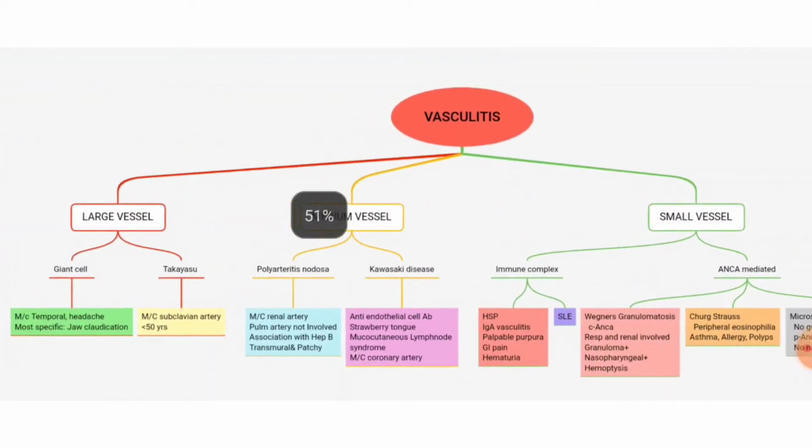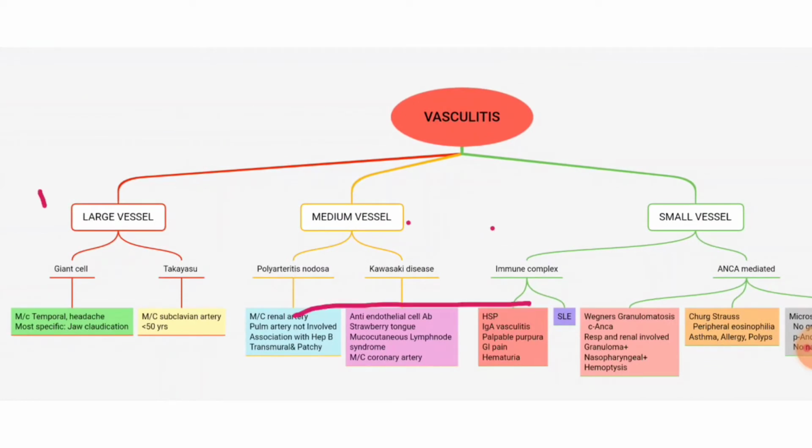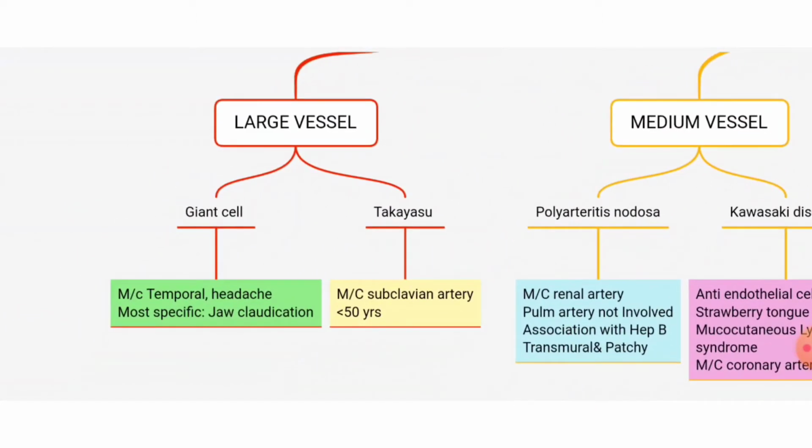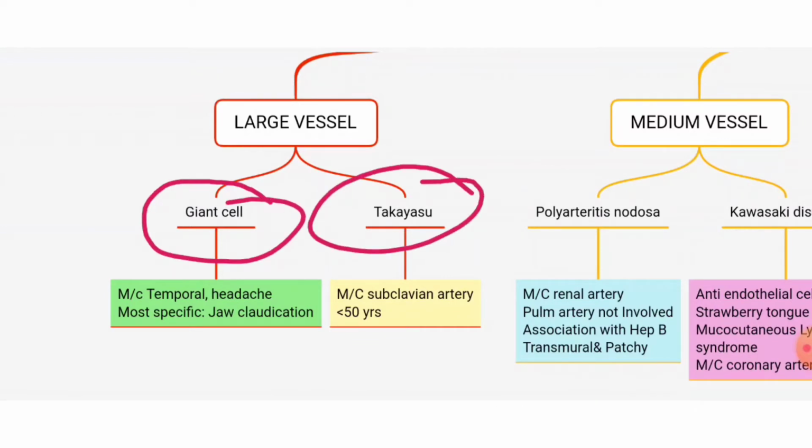So let's classify vasculitis. It will be first classified into large vessel, medium vessel and small vessel vasculitis. Now, talking about large vessel vasculitis, we have two types: giant cell vasculitis and Takayasu vasculitis.